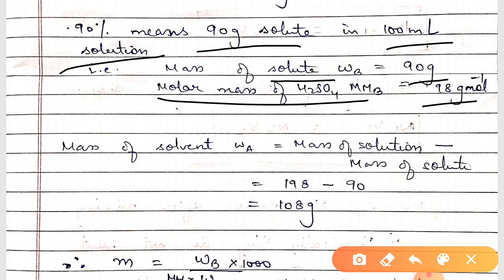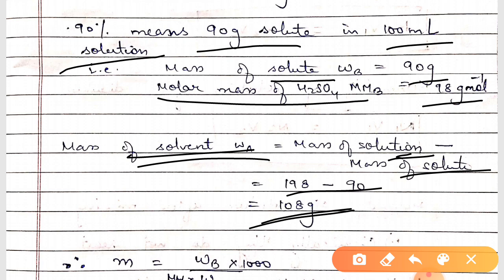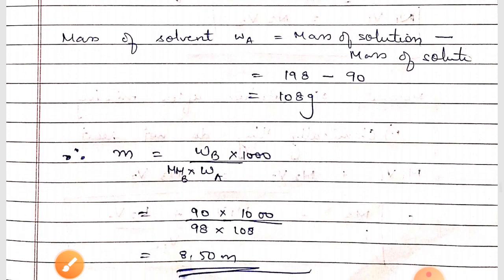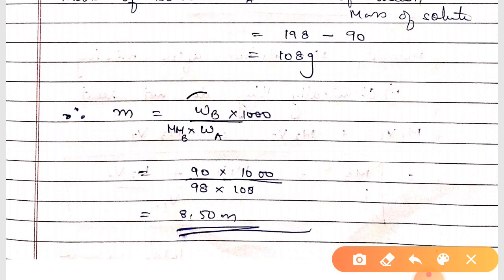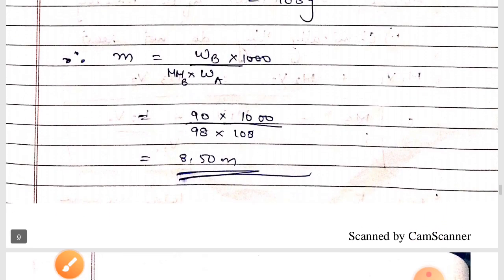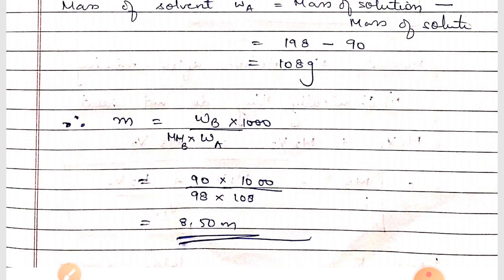Molar mass of sulfuric acid is 98 gram per mole. Mass of solution is 198. So what is the mass of solvent? Mass of solution minus mass of solute. 198 minus 90, which is 108 gram. So you now got the mass of solvent and the number of moles of solute. You can find molality. That is mass of solute, molar mass of solute, mass of solvent. 90 is the mass of solute, 108 mass of solvent, 98 molar mass of solute, into 1000. So when you put all the terms, you get the answer as 8.5.